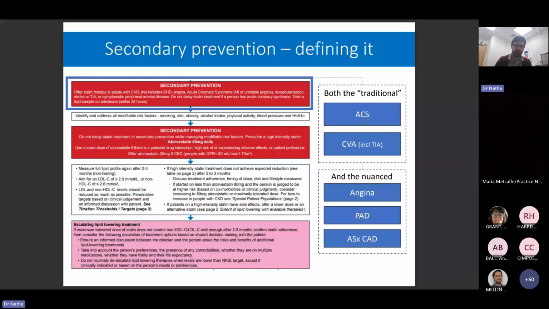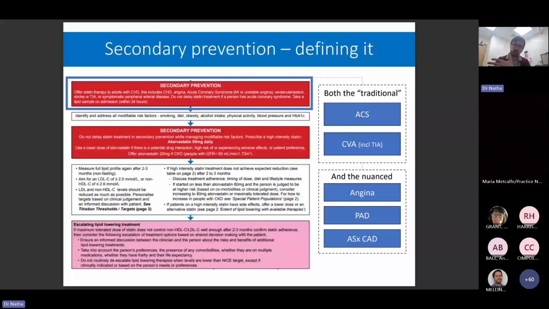So think about broadening that definition. And again, it speaks more to this sliding scale when it comes to CVD risk, rather than people fitting neatly into either primary prevention or secondary prevention.